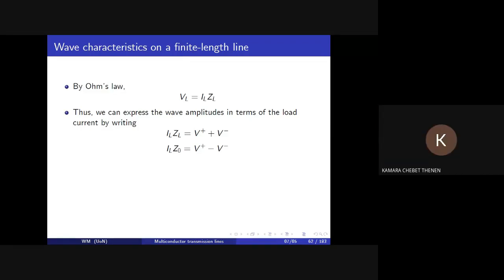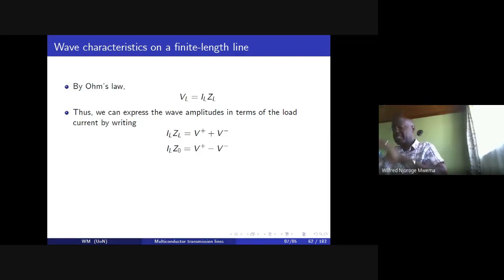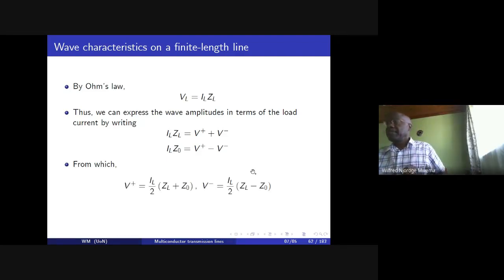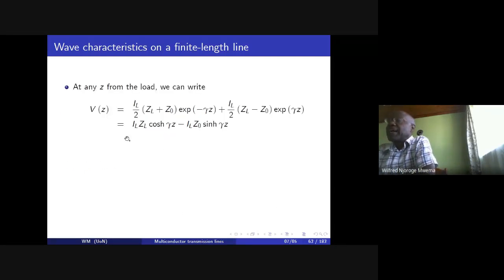For V plus, yeah, it's IL into ZL plus Z0 over 2. Yeah, that's correct. So there we have the expressions. And therefore, we put in the line voltage at any value of Z. Now we can use the amplitudes that we have computed and collect the terms.